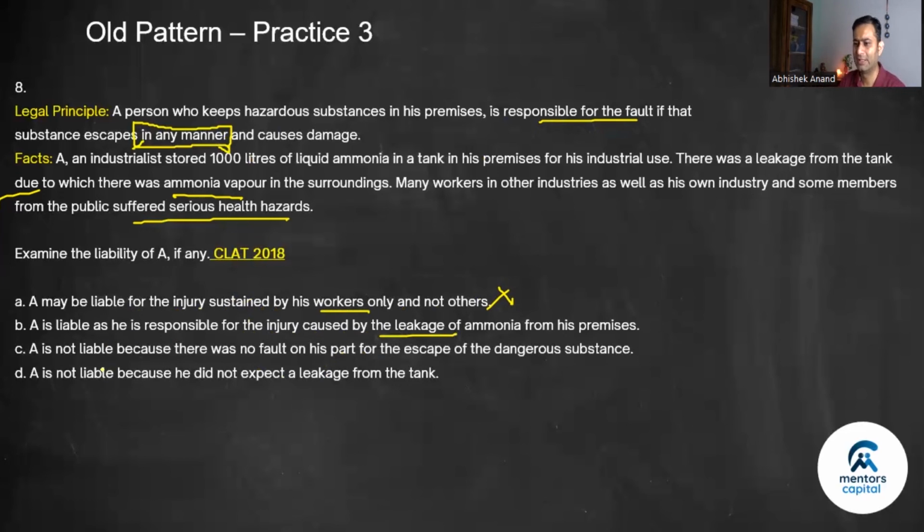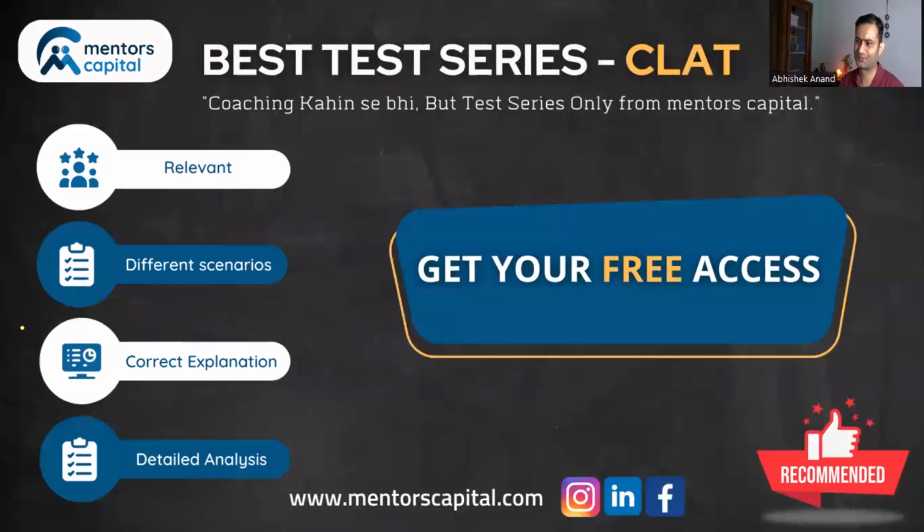I'll keep it for a while. A is not liable. He is liable. See, first of all, you have to decide liable or not liable. So he is liable. So options C and D are out. Now, when he is liable, you have to look at the other part of it, the explanation part. B is a better answer. So this is the correct answer.